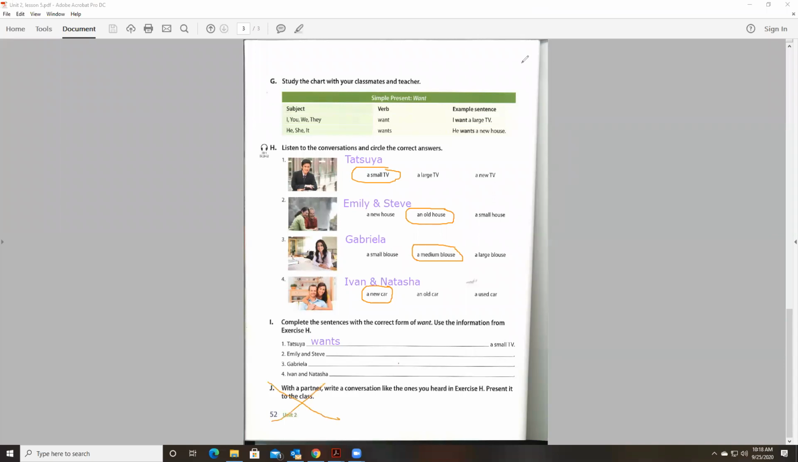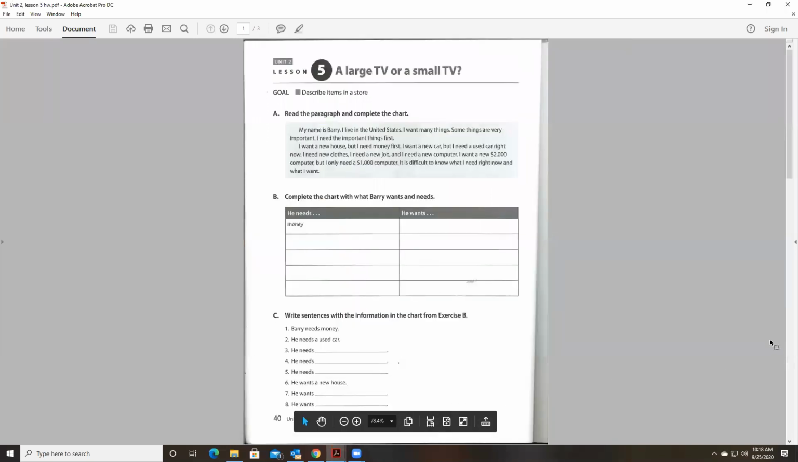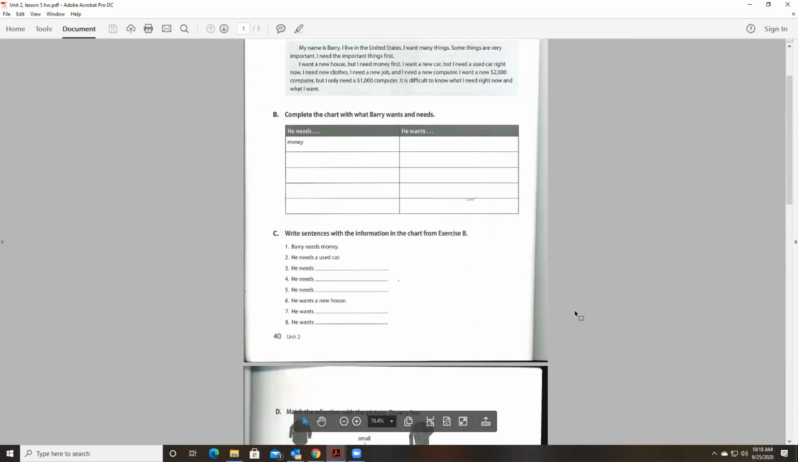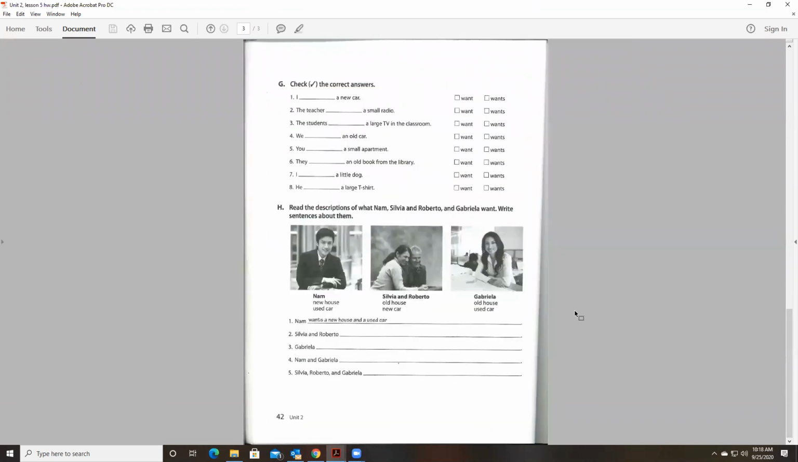Now, like I said, it was a very short lesson. Your homework is Unit 2, Lesson 5. So it's pages 40, 41, and 42 in your workbook. Or you have the pages, okay?